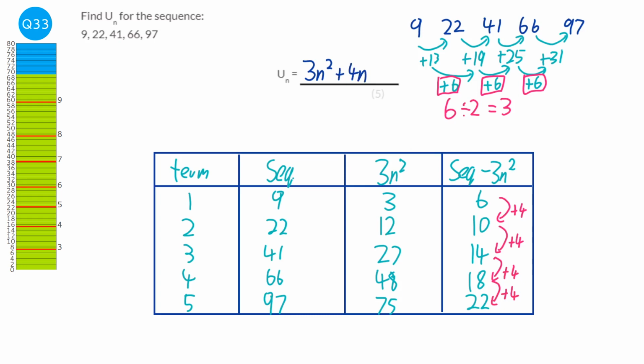And then we find the 0th term. So we go back. So 6 take away 4, which will be 2. So it's going to be 4n plus 2. So our total quadratic sequence will be 3n squared plus 4n plus 2.